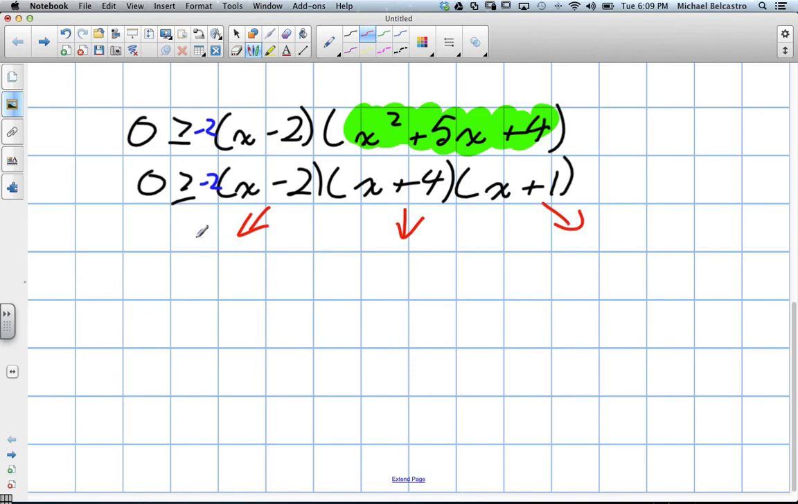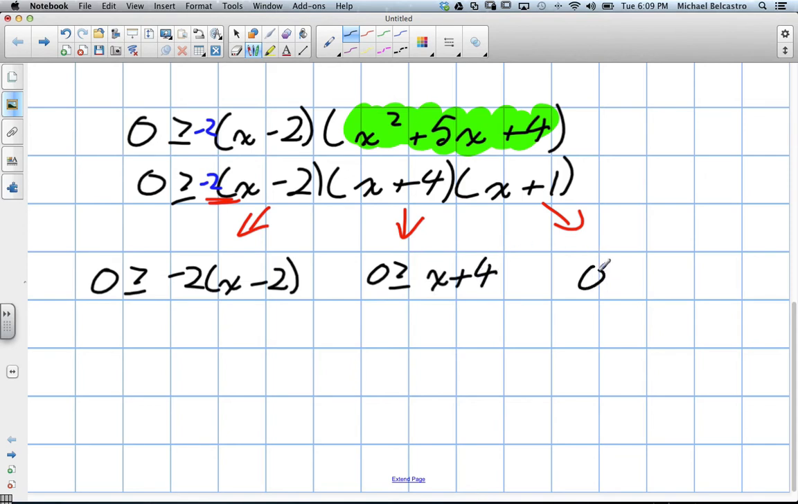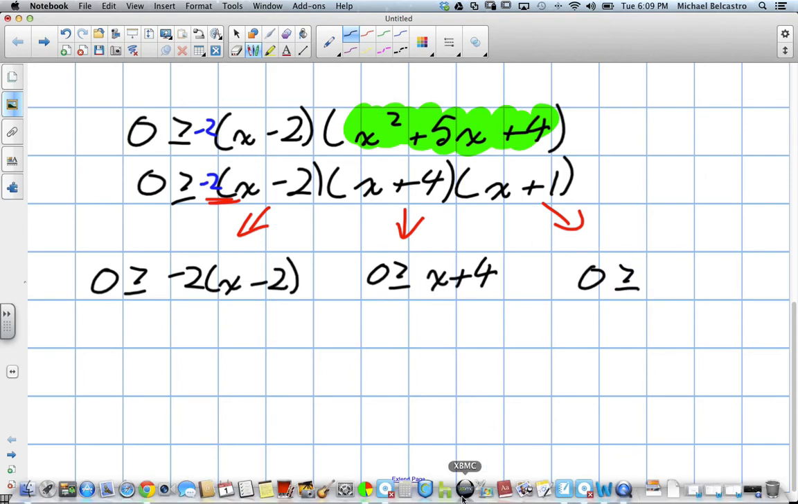Okay, and we need to find values that will essentially give us values that are less than 0 when we go to plug them in. So we're going to set this up, and I'm going to attach this -2 to one of the factors. Technically it doesn't matter which of the factors we attach to, so I'm going to attach it to this factor because it is technically part of this. So we have 0 is greater than or equal to -2 x minus 2. We have 0 is greater than or equal to x plus 4. And 0 is greater than or equal to x plus 1.